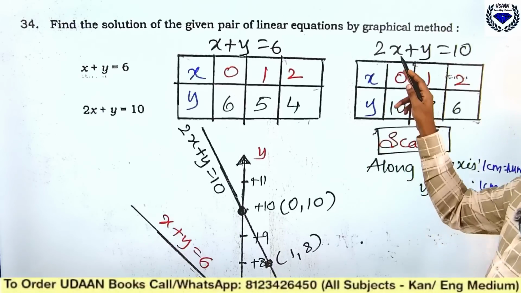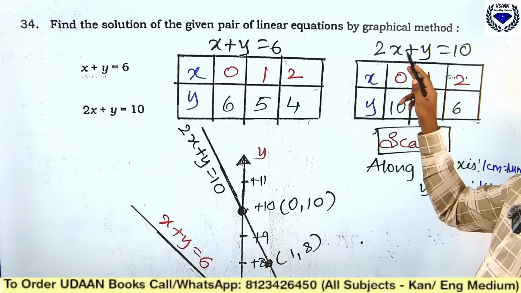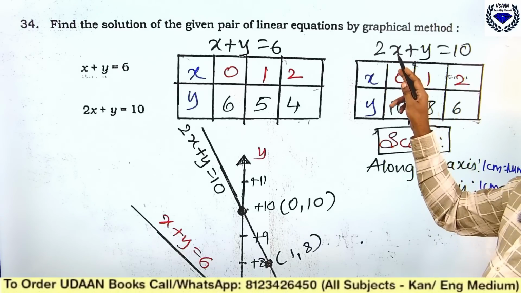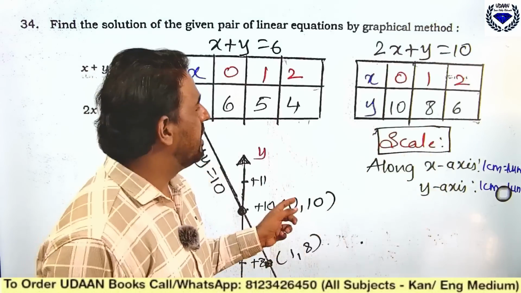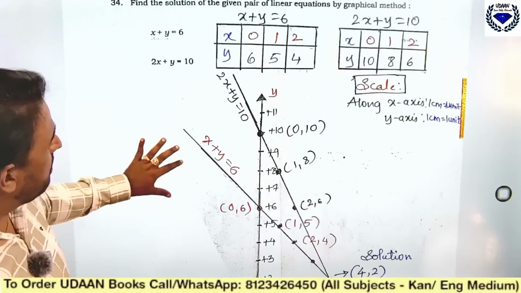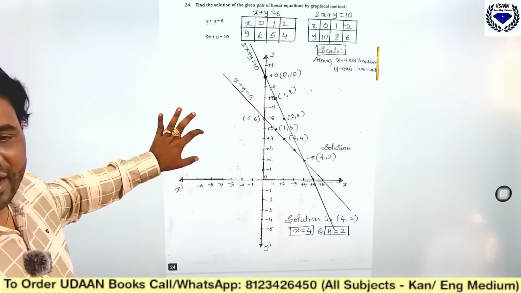Similarly, in this equation, x is equal to 0, y is 10. Then x is equal to 1, you put, y is 8. x is equal to 2, you put, y is 6. Like this, you will get both the tables. Next, you should draw the graph like this. Then just plot the points and you will get the graph like this.